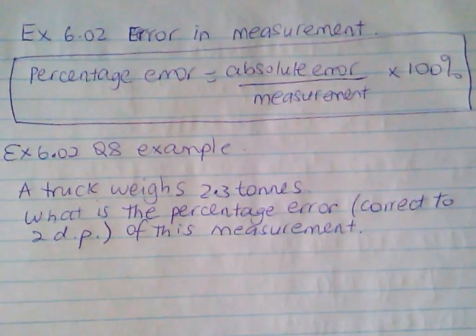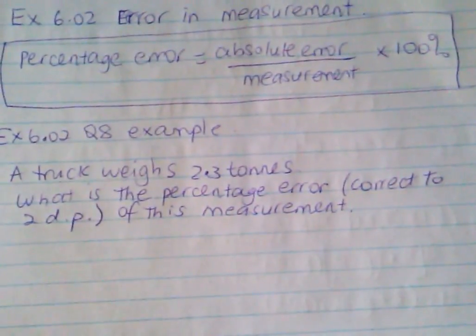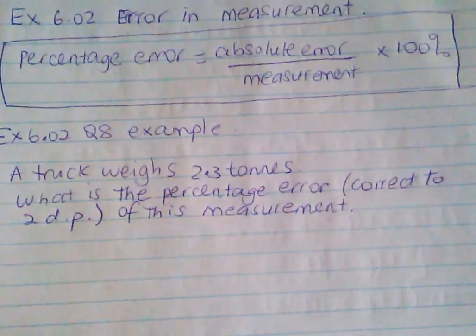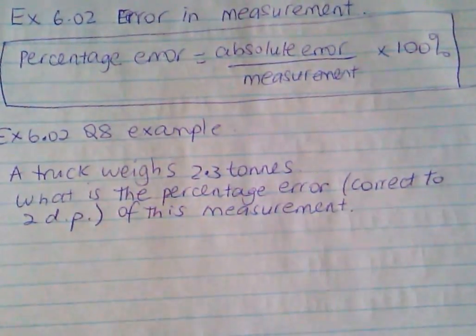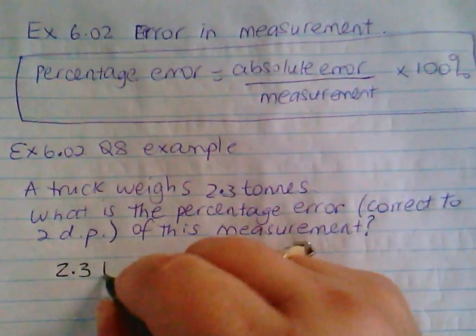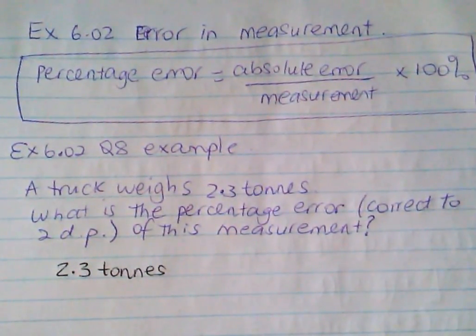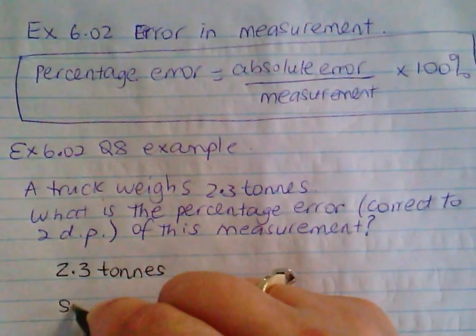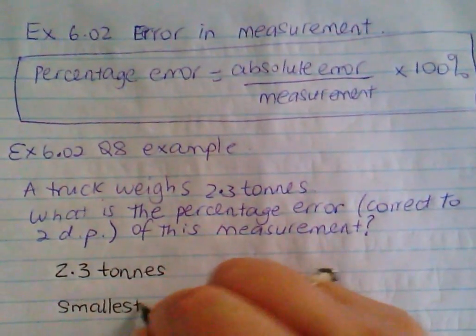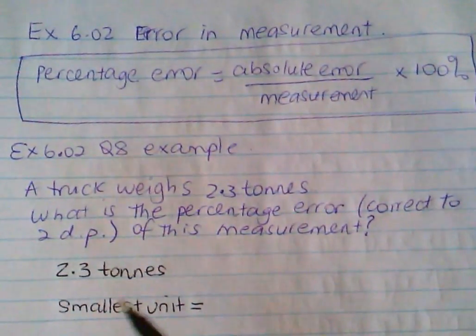Our first example, just going to do one example here from exercise 6.02. We're looking at question 8, and it says a truck weighs 2.3 tonnes. What is the percentage error correct to 2 decimal places of this measurement? The measurement is 2.3 tonnes. That's the actual measurement. What's the absolute error? Remember, there's 2 steps to find the absolute error. First, we look at the smallest unit in that measurement. What's the smallest unit in that measurement?